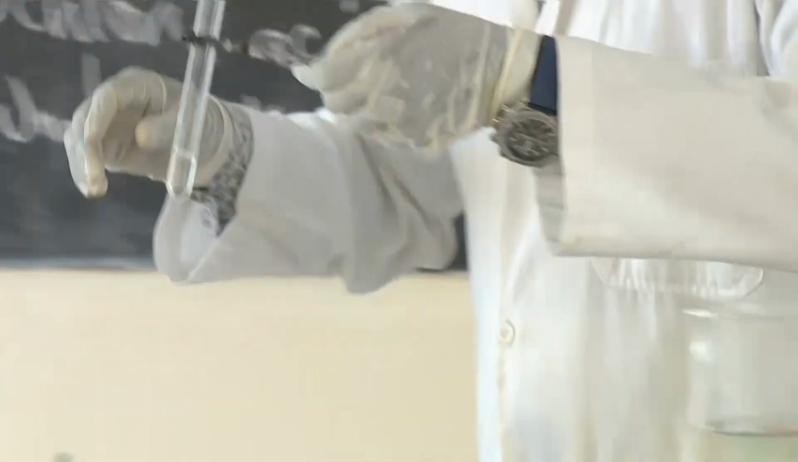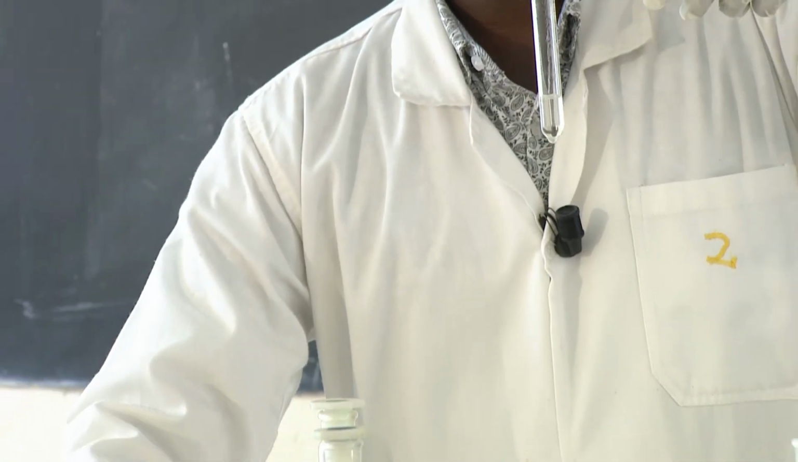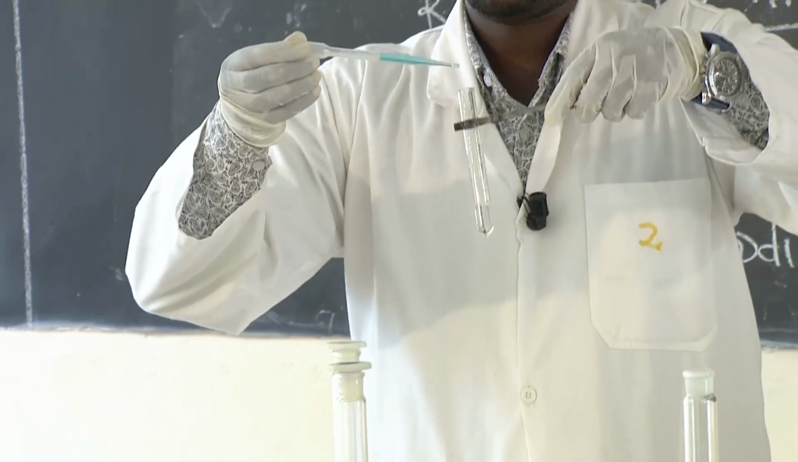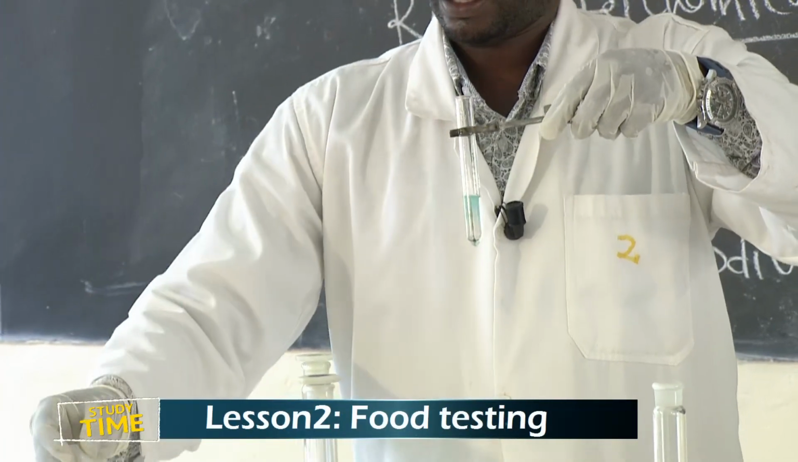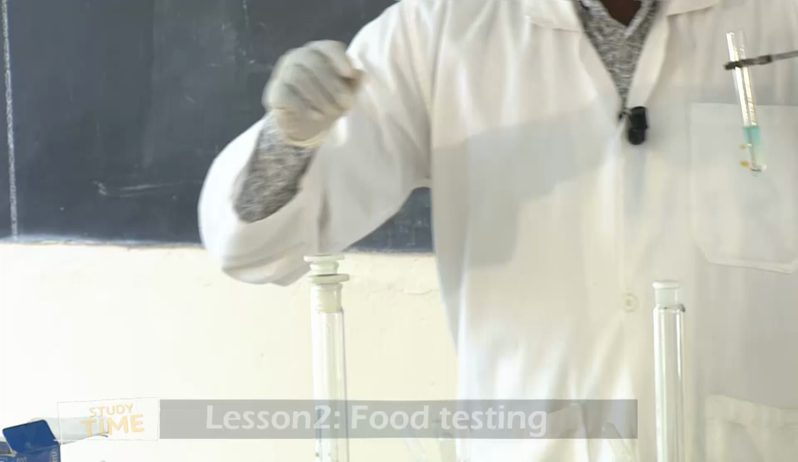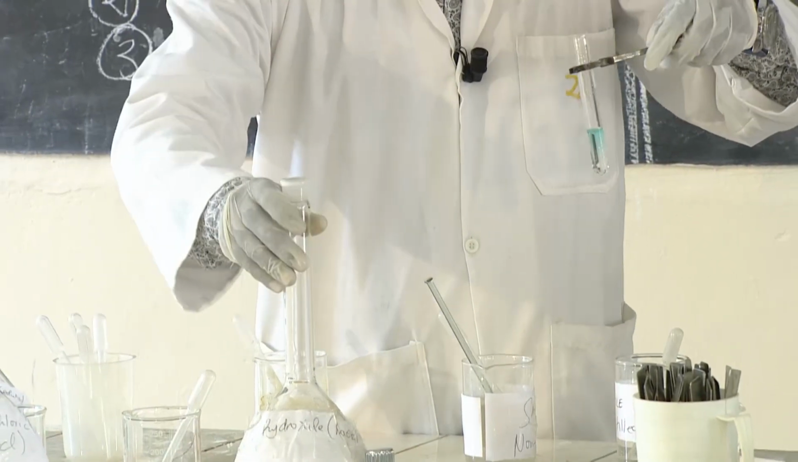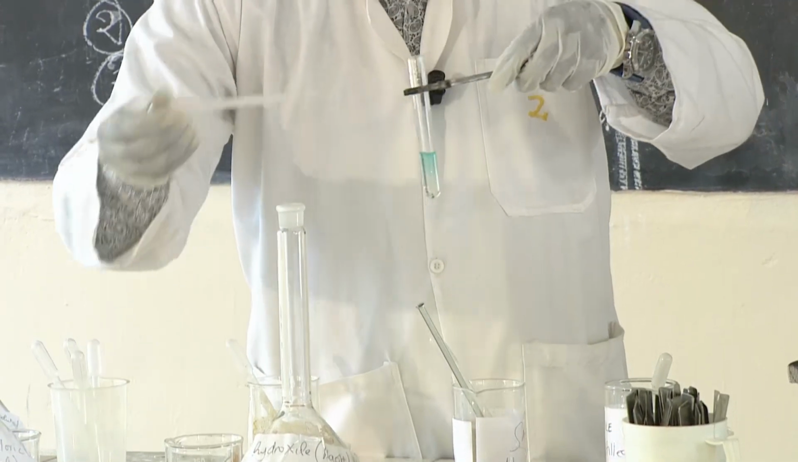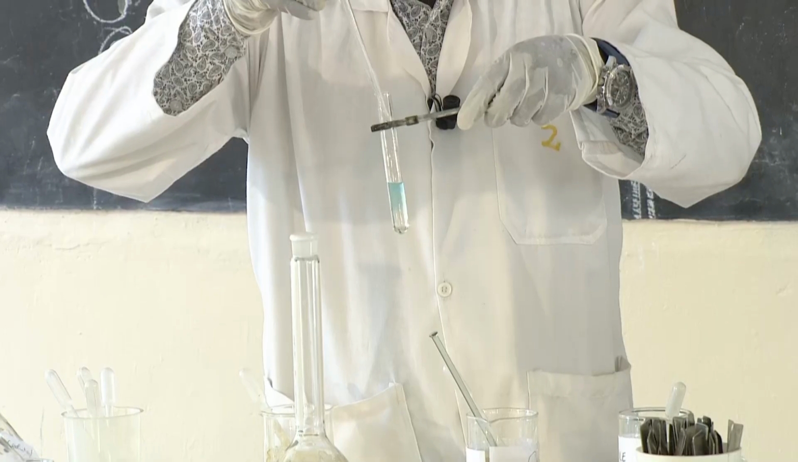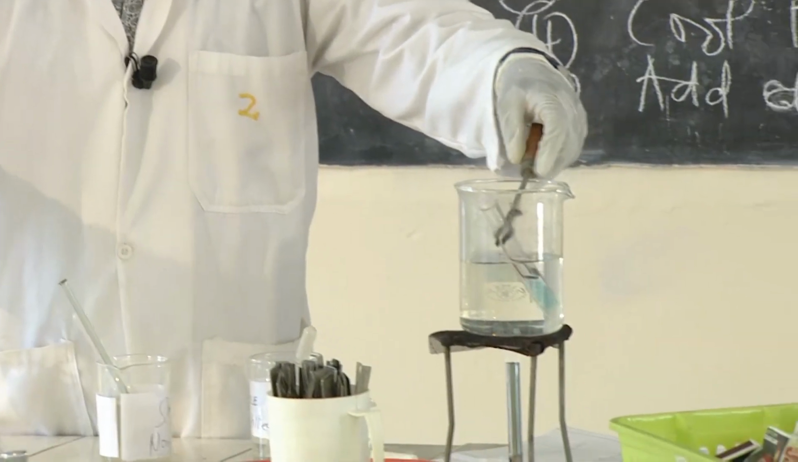I think it is cool. You add now the Benedict's solution. After adding the Benedict's solution, you add sodium hydroxide. You add some drops of sodium hydroxide to neutralize the acid present. And then you put it into a water bath again.